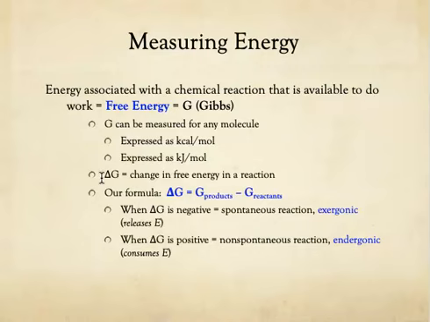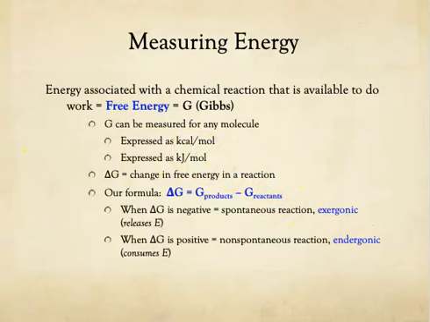Now, when you were in chemistry class, you learned a formula for delta G. We're not going to use that formula, though. We're going to use this formula because this makes a little more sense to us on a practical basis in a living cell. We're going to say that delta G is calculated by taking the G of the product molecules and subtracting the G of the reactant molecules. Products minus reactants.